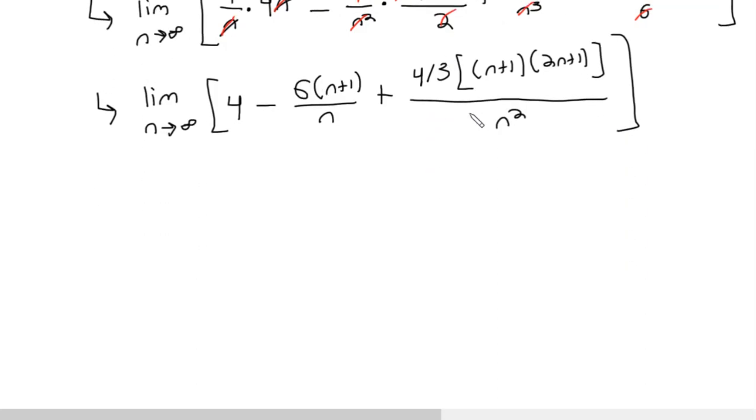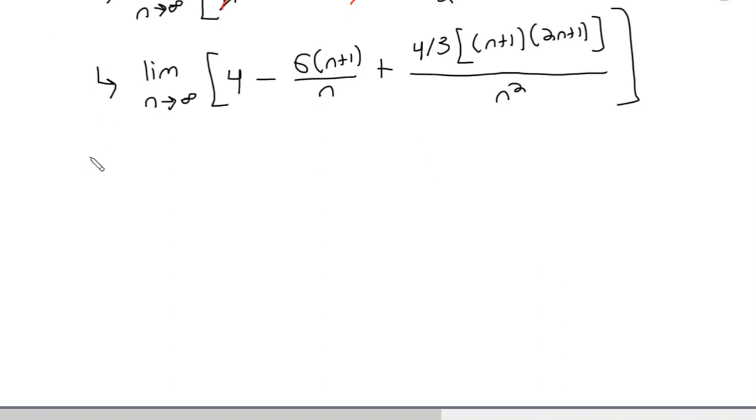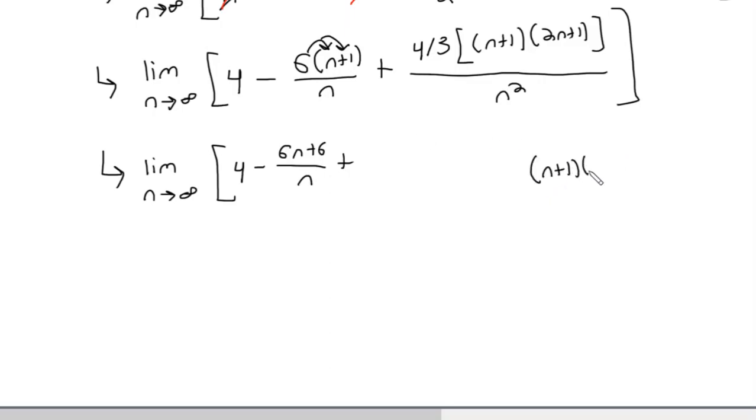Okay, we're almost done. I'm going to clean this up, simplify this as best I can and take the limits. So limit as n approaches infinity. 4 stays there, and then I'm going to distribute this 6, so I get minus 6n plus 6 over n. Over here I'll do this off to the side: n plus 1 times 2n plus 1. That simply gives me 2n squared plus 3n plus 1. But remember, I'm multiplying all of this by 4/3.